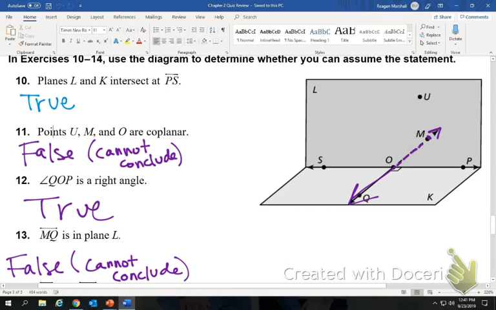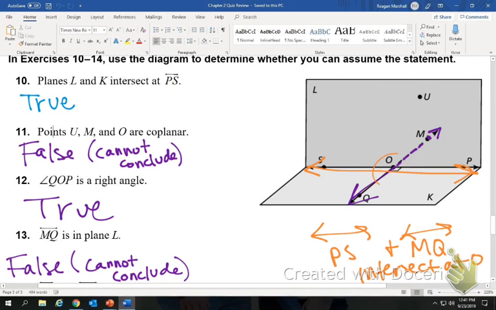What does the last one say? You can just read it to me. Line PS and line MQ intersect at point O. So PS and MQ intersect at O. Do we agree? Yep, they do. So that one is true.